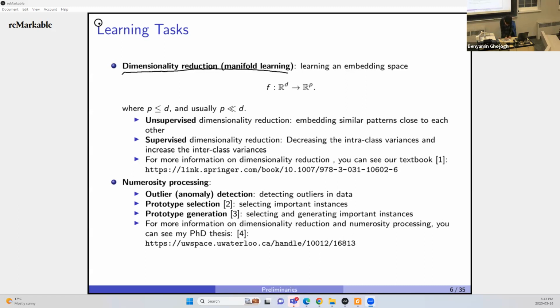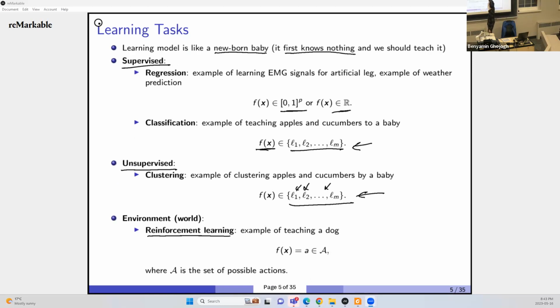Dimensionality reduction, manifold learning. It's learning a manifold within a space. So do you remember I said a learning model is a mapping. Even in those cases, these were mappings, right? This is the output of the mapping. Classification, regression, and all of them, clustering.